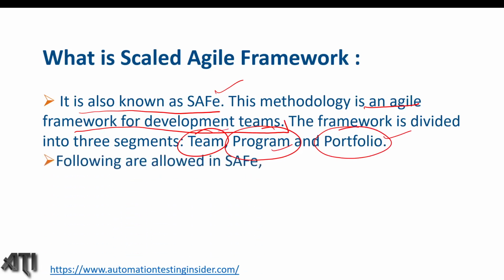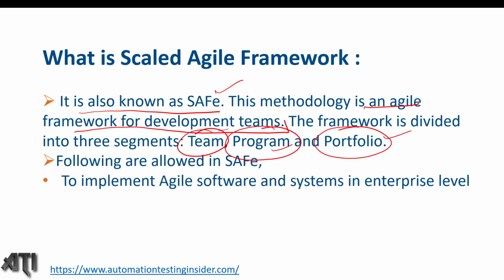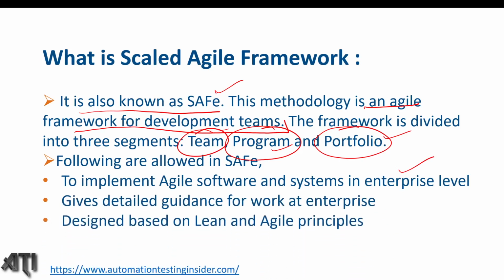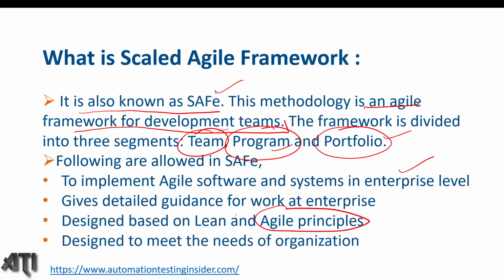Now, the following are allowed in SAFe. To implement agile software and systems at enterprise level, it gives detailed guidance for work at the enterprise, designed based on lean and agile principles. So we should follow the agile principles, designed to meet the needs of the organization. So these are the 4 things which we discuss in this Scaled Agile Framework.